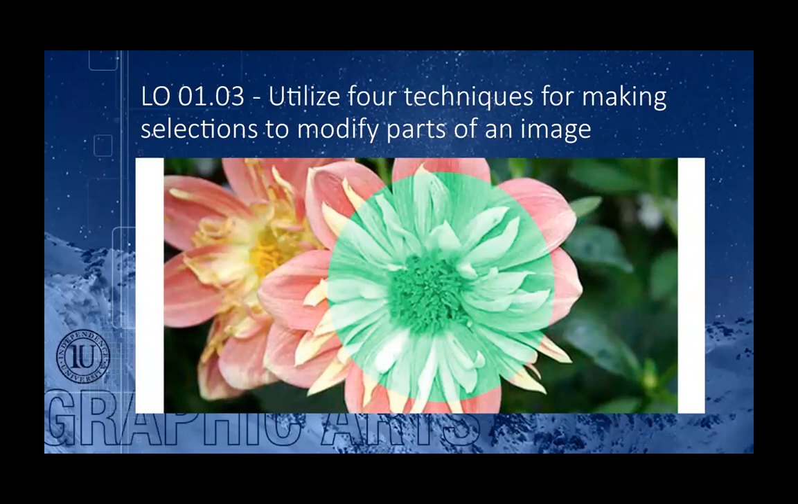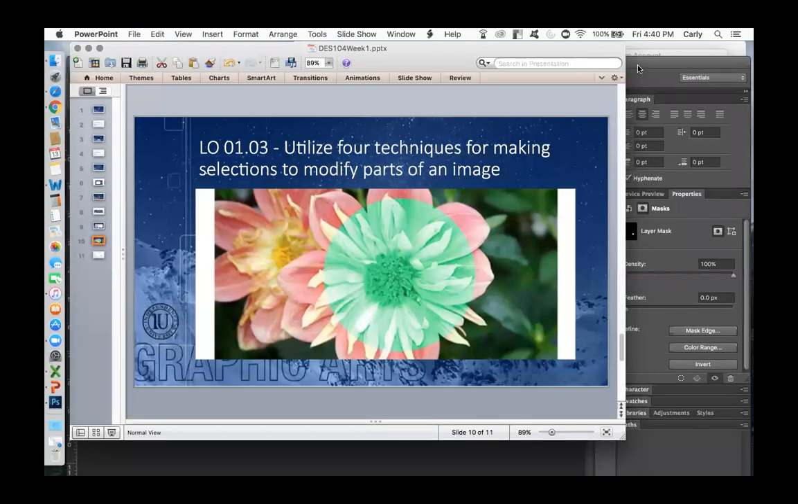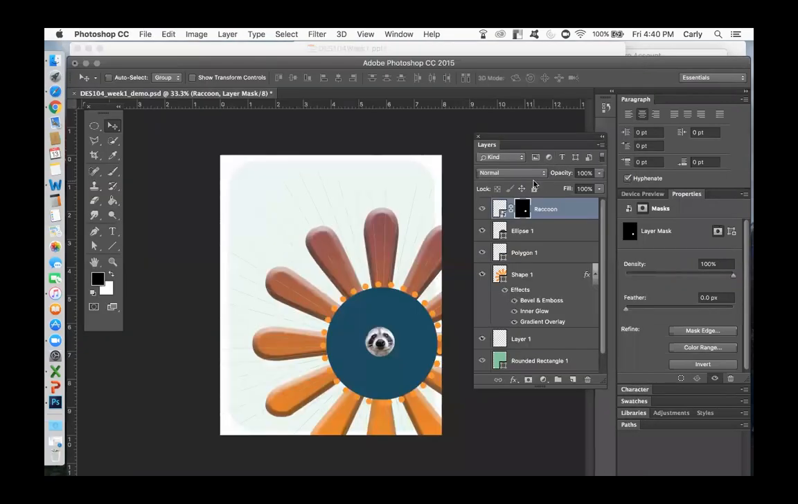So selections are a really, really powerful way to manipulate an image. And there's all sorts of things that you can do with them. So let's go over some different ways to make a selection.